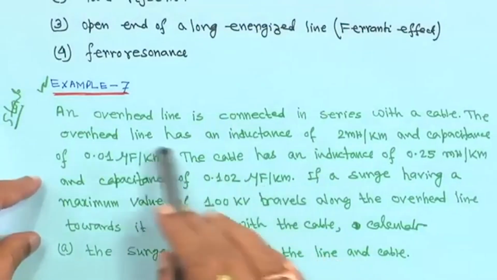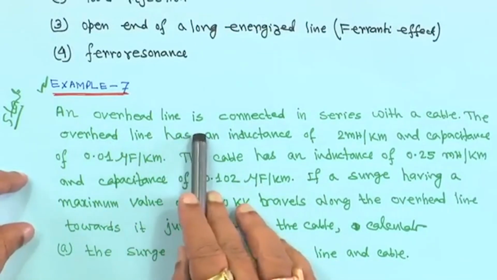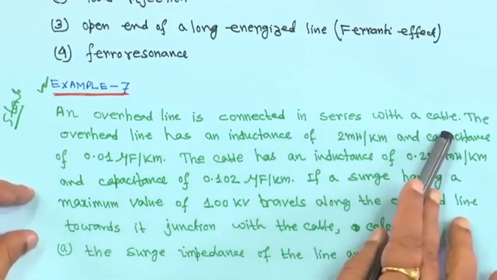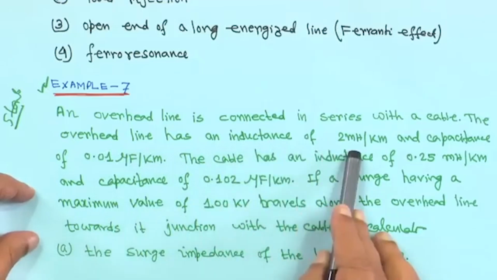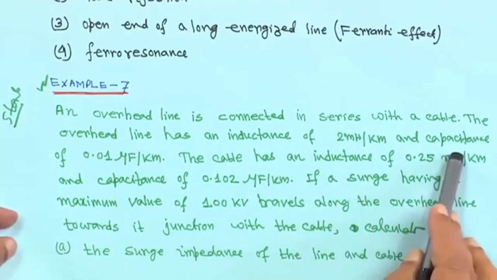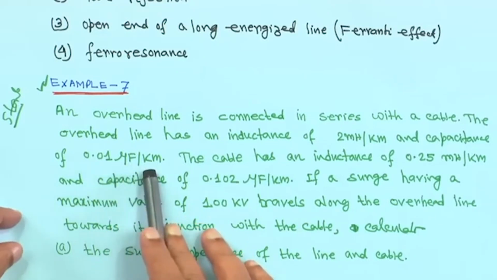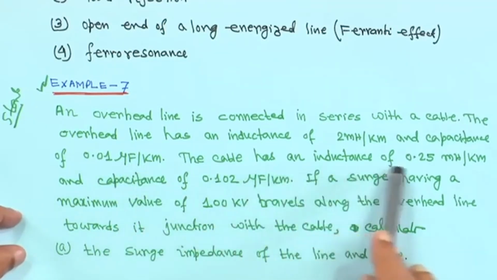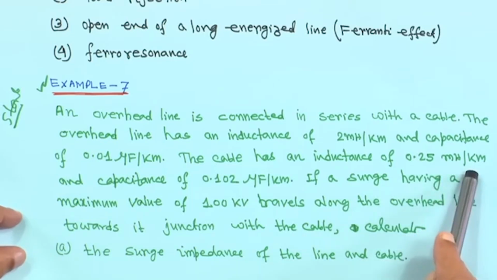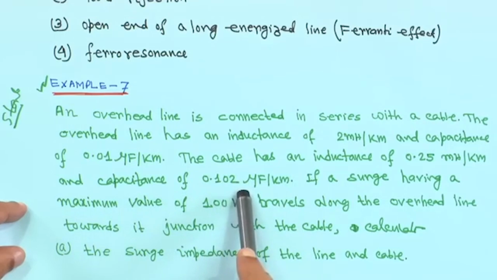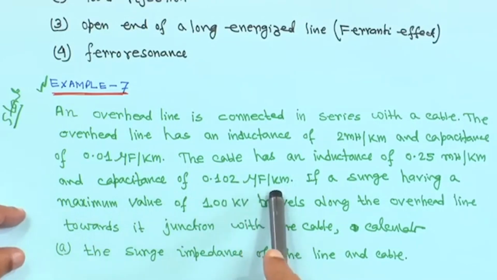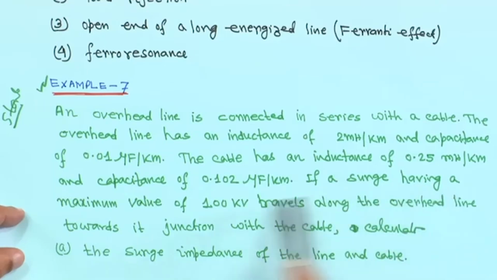So, we will come to another example, that is example 7. It is given that an overhead line is connected in series with a cable. The overhead line has an inductance of 2 millihenry per kilometer and capacitance of 0.01 microfarad per kilometer. The cable has an inductance of 0.25 millihenry per kilometer and capacitance of 0.102 microfarad per kilometer.